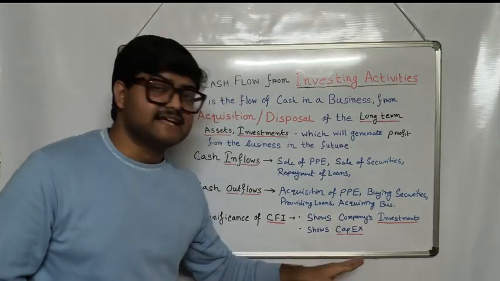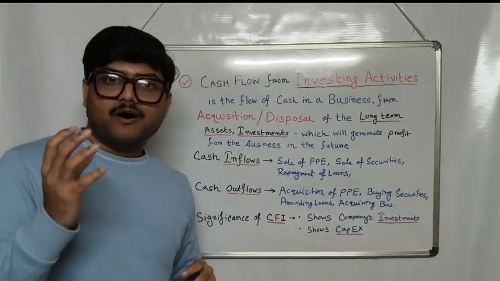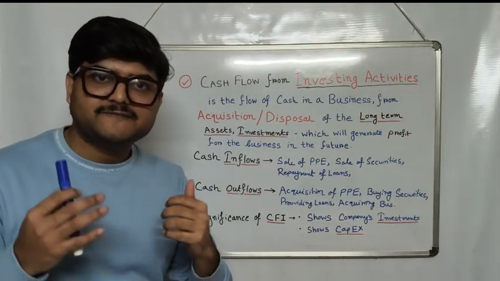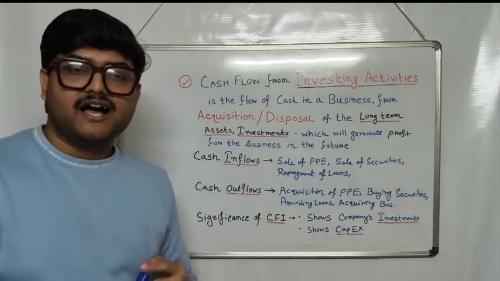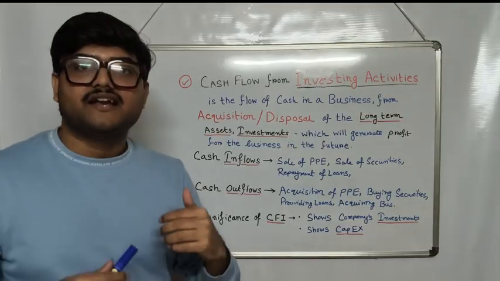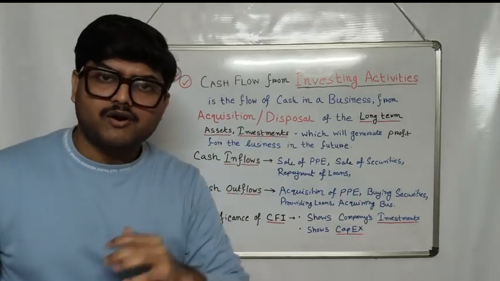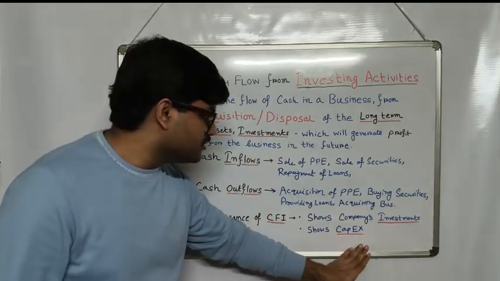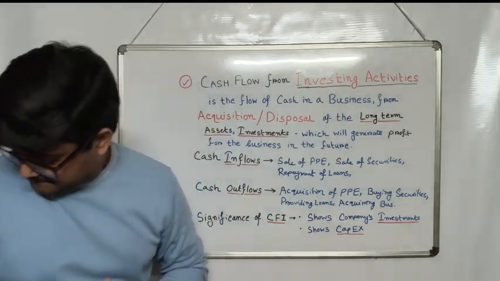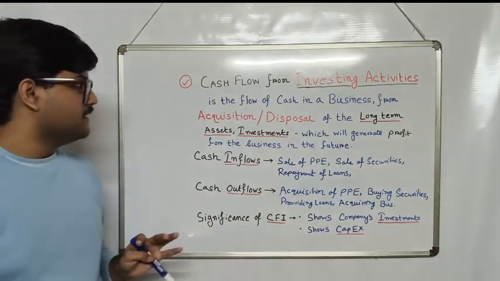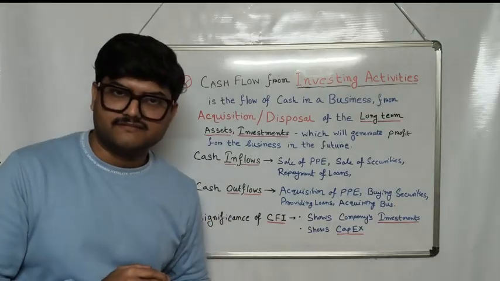Next, it shows the capex. Now capex is the capital expenditure. It shows the amount of money a company has spent to acquire PPE or fixed asset. A fixed asset will generate profit for the company or the business for a long amount of time. So this will be shown in the investing activities as well. So this is the brief idea of cash flow from investing activities.